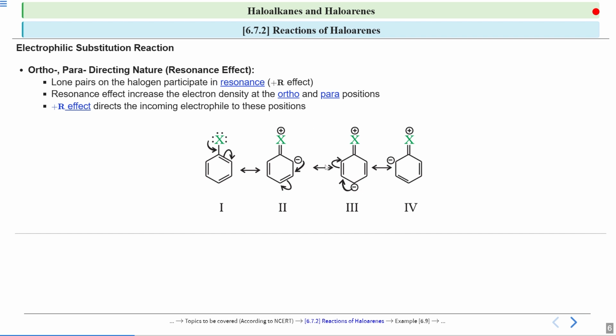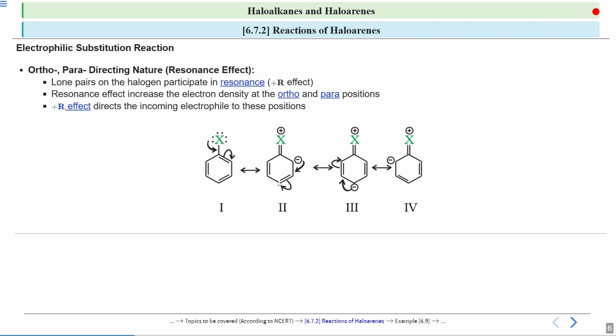You can also understand this factor by seeing this diagram. This diagram consists of 4 different structures showing the resonance effect, that is the plus R effect, shown by the halogen. Here we have X as a halogen having lone pairs on it, in haloarenes. What will happen? These lone pairs of the halogen participate in the resonance. So this lone pair will shift here, forming a partial double bond character in the carbon-halogen bond, and the electrons of the double bond will shift here as a negative charge.